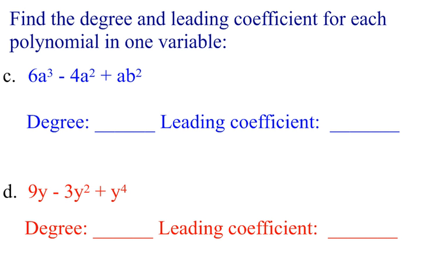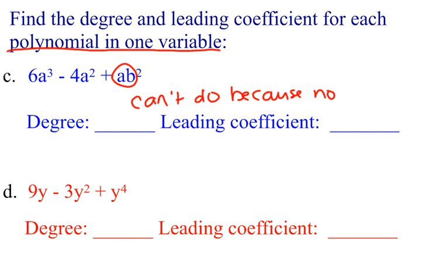Next, letter C is trying to trick you here, and it's one of those things that our vocab words we talked about in the last lesson. It's in our directions, it says find the degree and leading coefficient for each polynomial in one variable. So because they told us that, if they give us a polynomial with 2 variables, we're unable to do that because it doesn't qualify with what they're talking about. So we're going to say we can't do this one because it's not a polynomial in one variable. If they didn't give us that specific direction, then we would be able to do it.